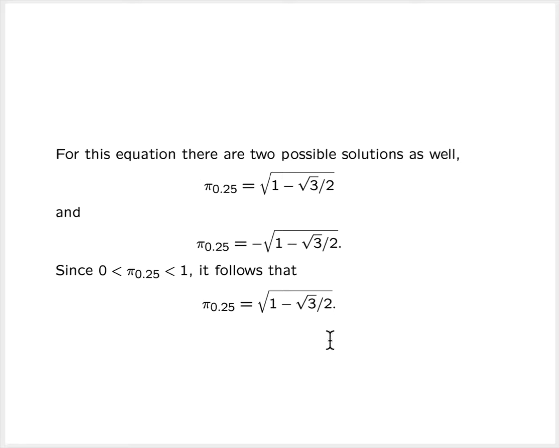Then we can take the square root of that, and we get, again, 2 mathematical solutions, 2 potential solutions to our problem. But again, it turns out that only one of them is an actual solution, and it's that one right there. So the 25th percentile of this distribution is the square root of 1 minus the square root of 3 over 2.